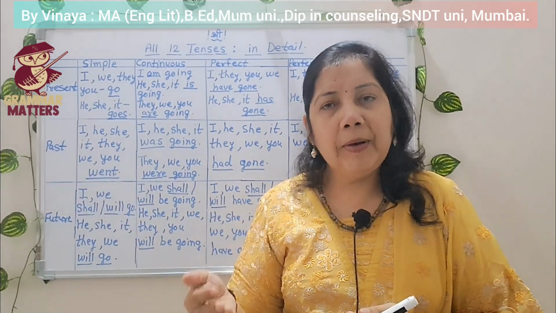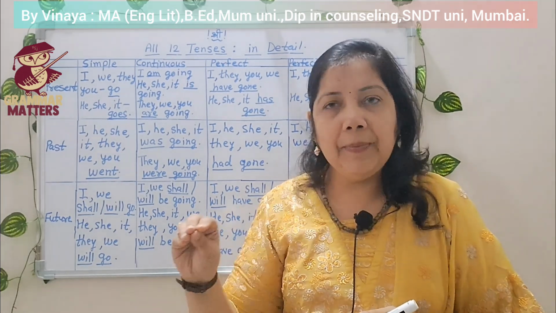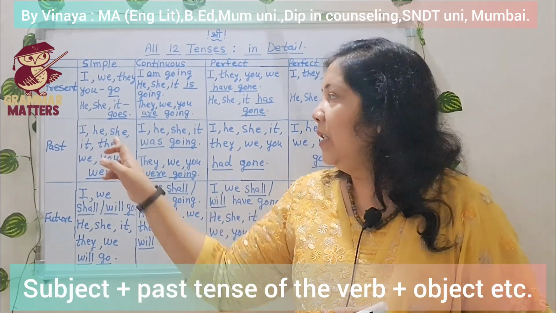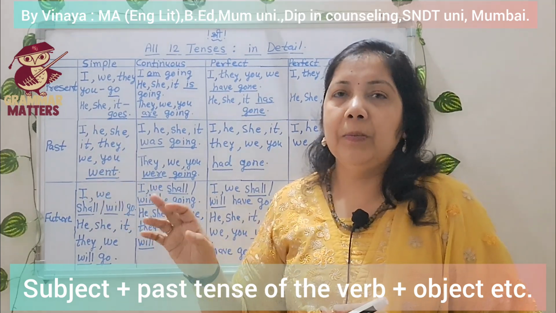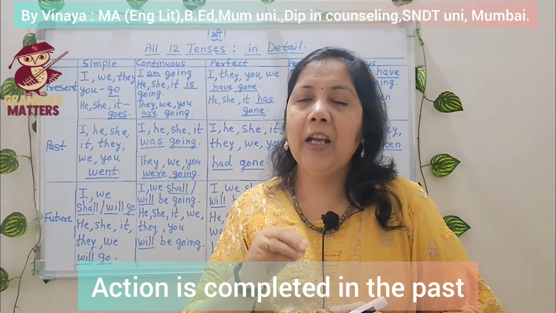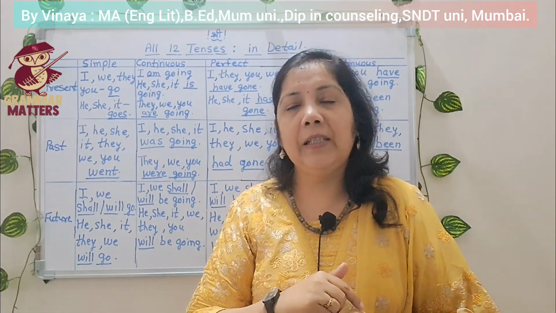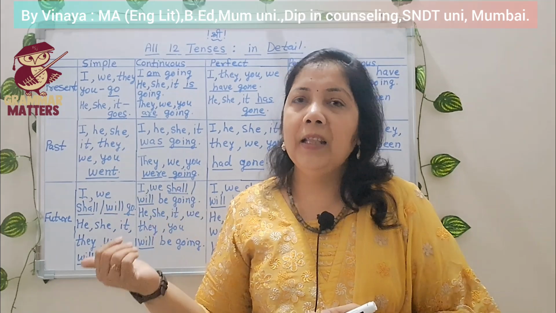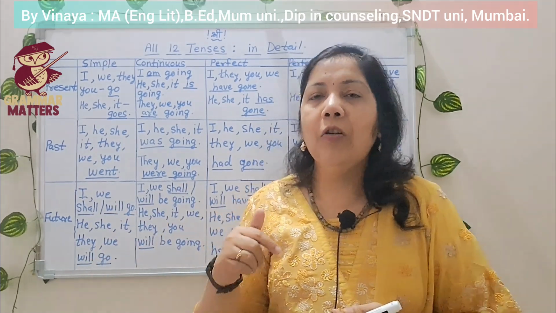Why? Because it is past tense and it is simple past tense. So only the past tense of the verb comes. Subject plus past tense of the verb is the structure. When to use this tense? When the action is completed in the past. When we want to talk about the action which is over in the past, then we write or we say in this particular tense.